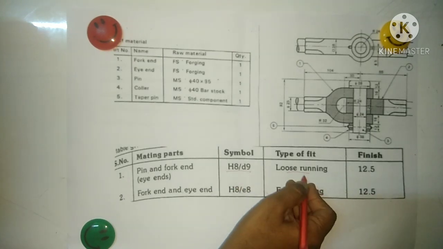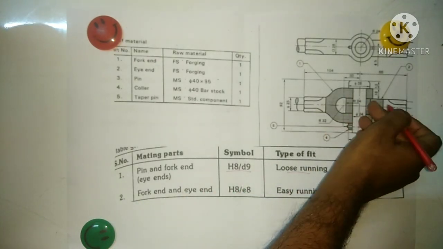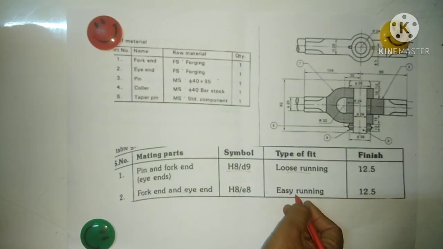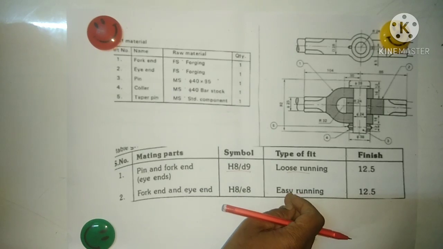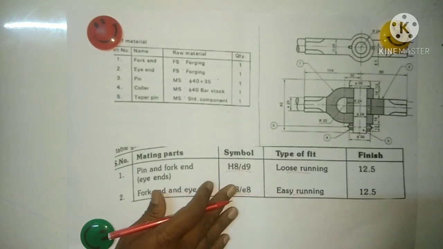So, loose running fit. Then the fork end and the eye end, these two come in contact, so that will get an easy running fit. So it will have more clearance. Then here H8/E8. See, these are the fits we're going to get.